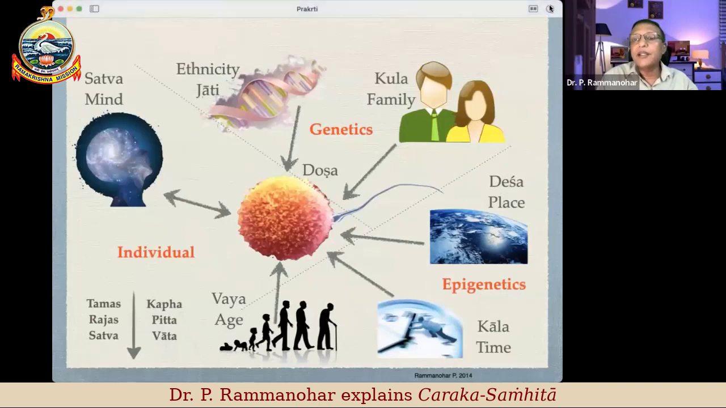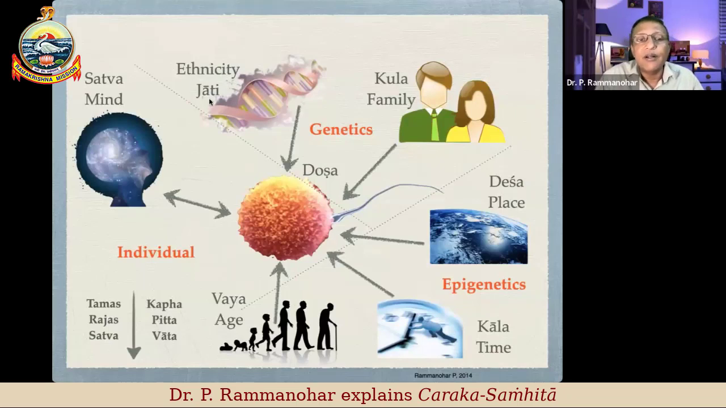how many types of Prakritis are there. First of all, we have genetics playing a big role. The ethnic community in which you are born is called Jati Prakriti. That will leave an imprint. All people in the same ethnic community will have some similar features. That is Desha. Then you have Kula Prakriti. If you are born into a certain family, you will share some characteristics.